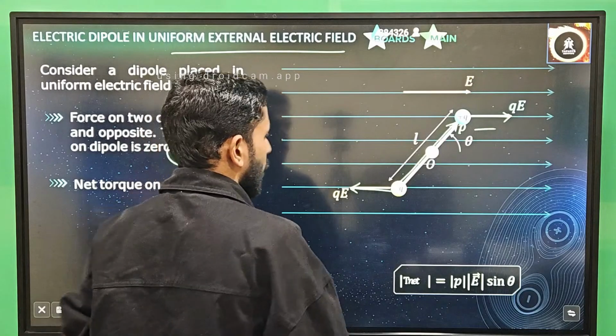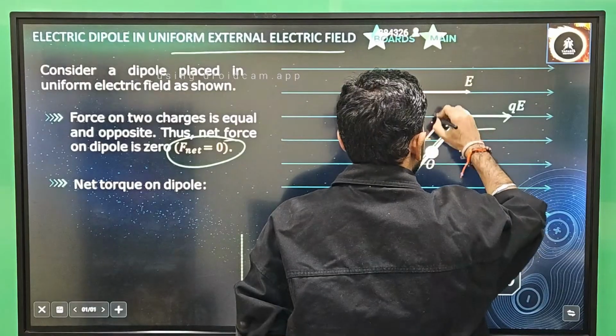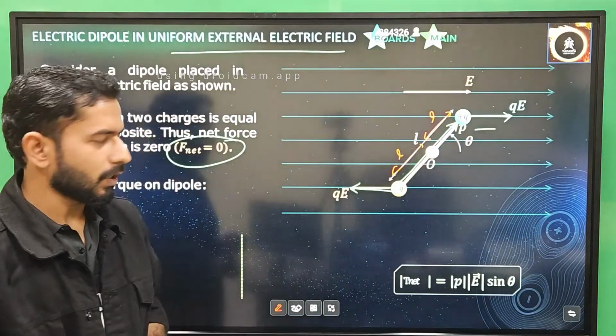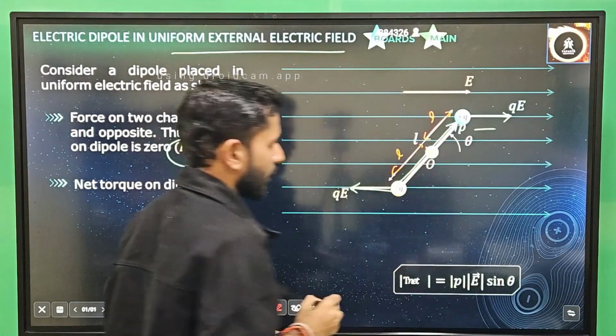But what about torque? Let's suppose this distance is given as L, and this distance is given as L. That means the net distance between them is given as 2a. Now let's write torque about this hinge point. This is behaving like a hinge. What will I write? Torque.